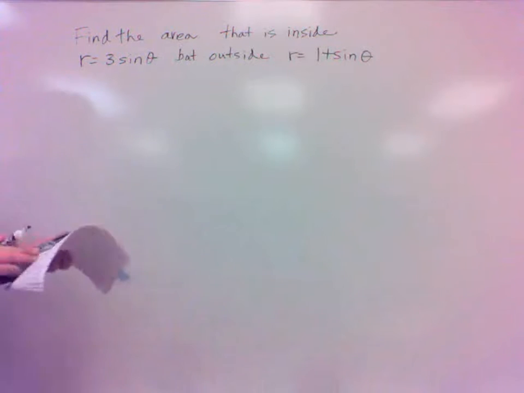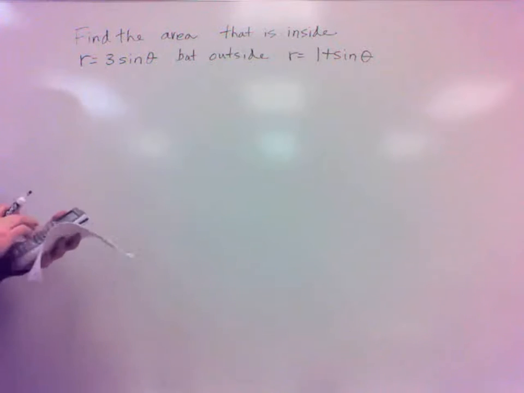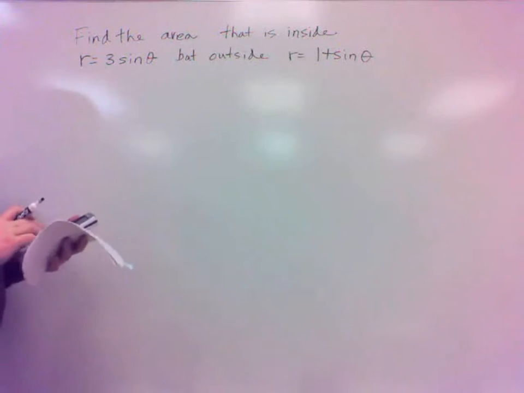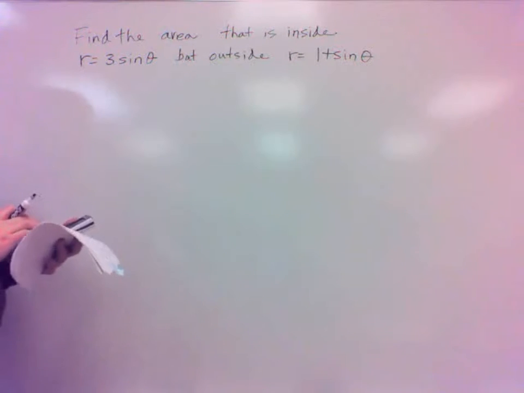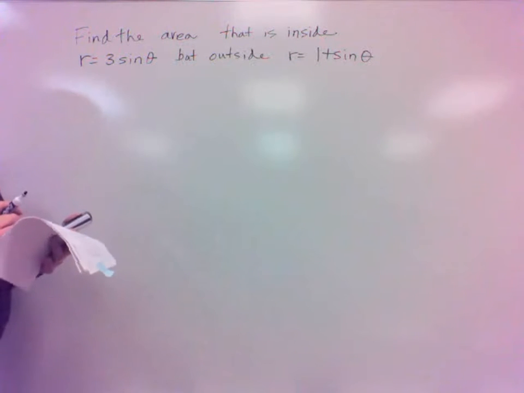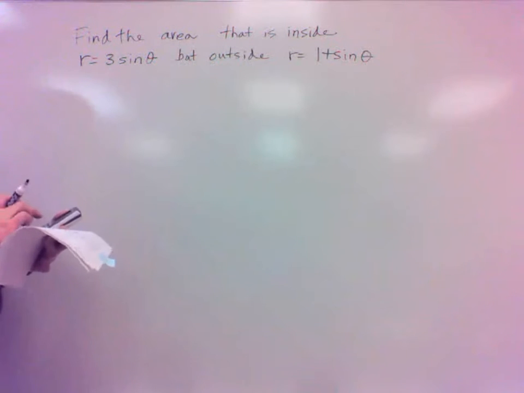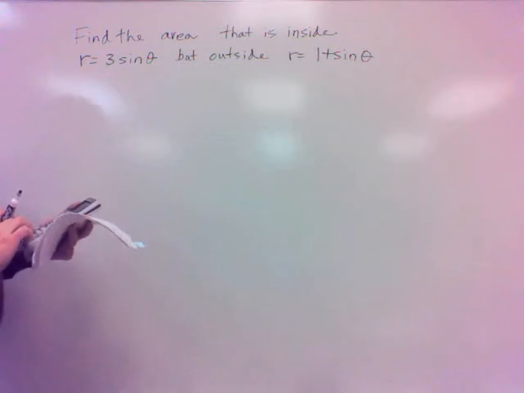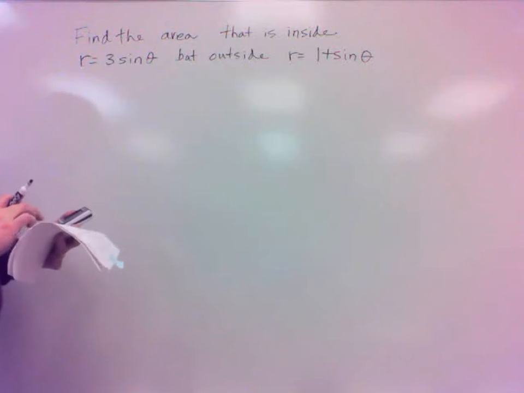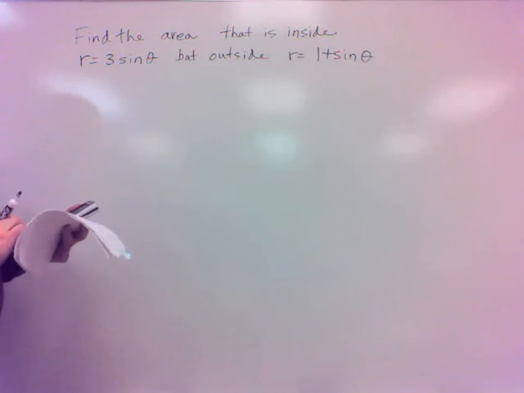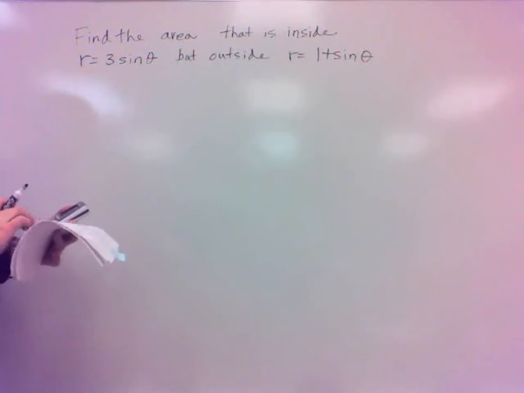All right, what we need to do first of all here is find the area that is inside the r equals 3 sine theta function, but outside the r equals 1 plus sine theta function. So let me get those graphed here, and we'll do that. 3 sine theta and r equals 1 plus sine theta.